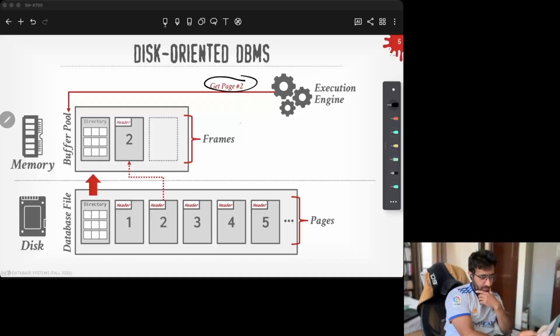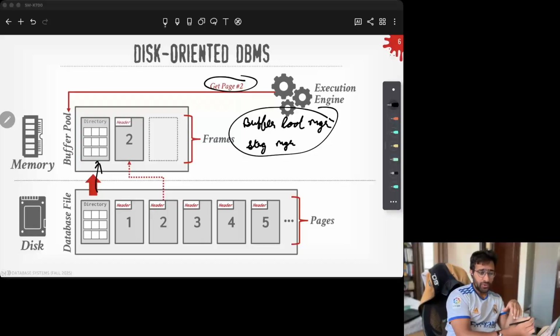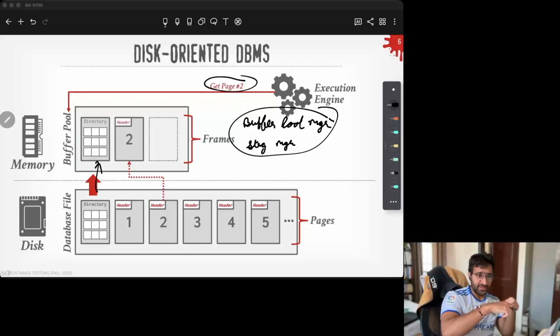So the buffer pool manager and the storage manager are together solving this problem. The buffer pool manager requests the storage manager that I need to fetch page two, and then the storage manager goes ahead and reads the page directory. The page directory is first brought into the buffer pool, then it is read to figure out what the page size is, what file I need to jump to, and at what offset. Then you find page two, bring it into one of the frames, and then you hand back the pointer.